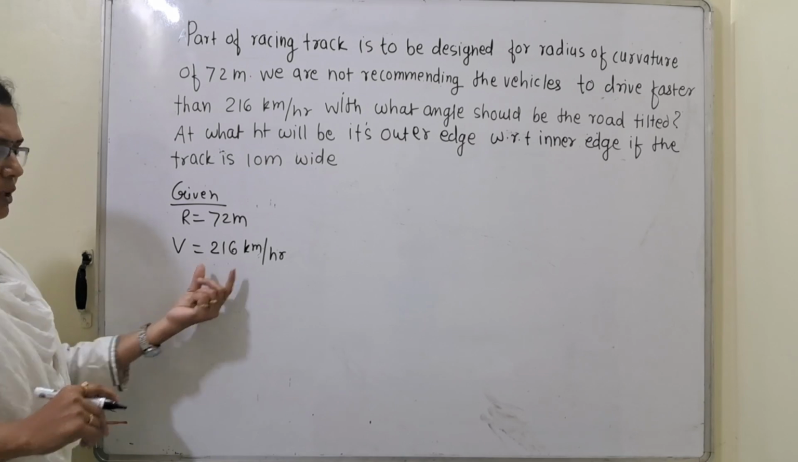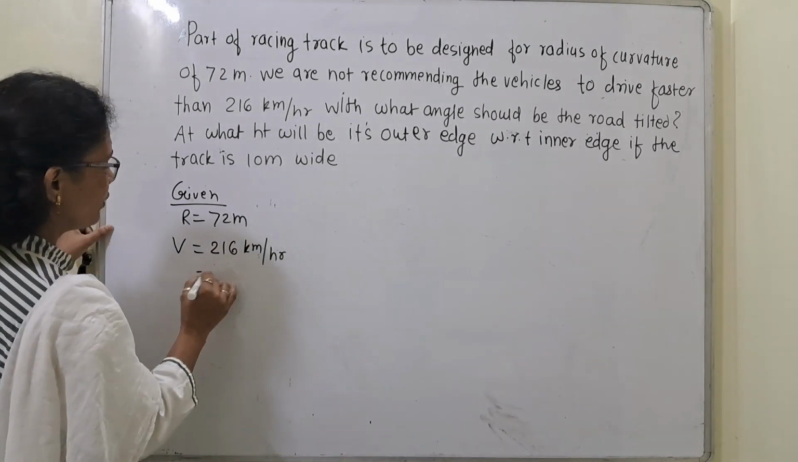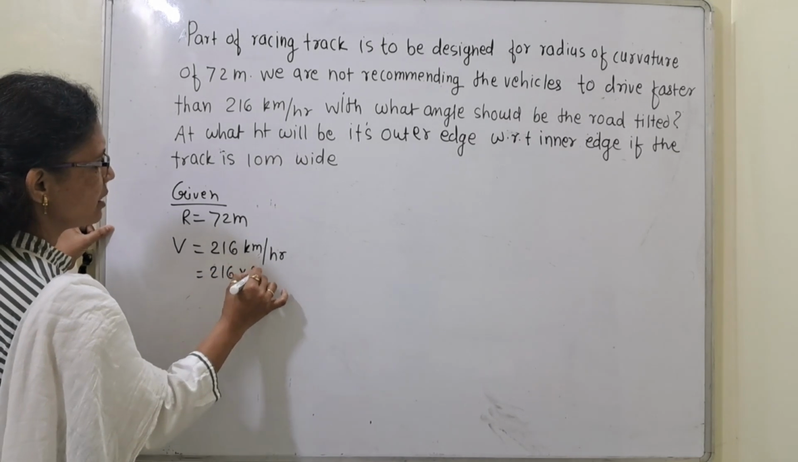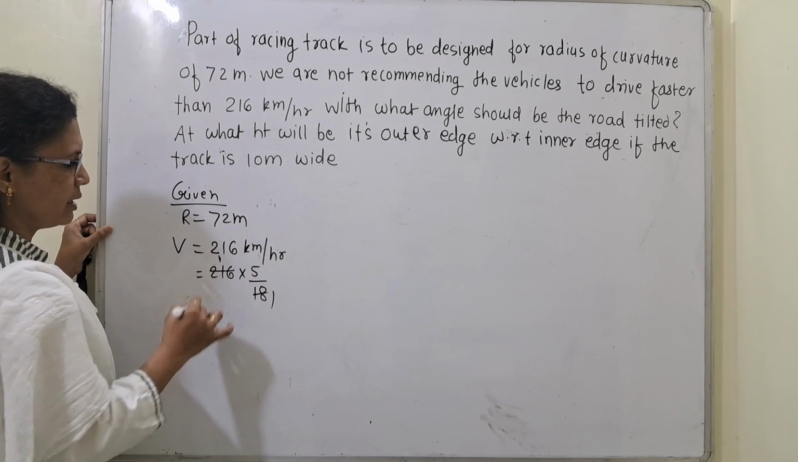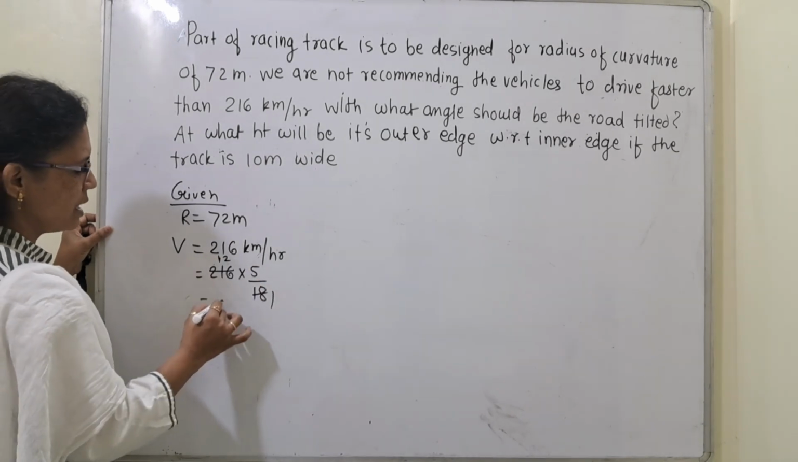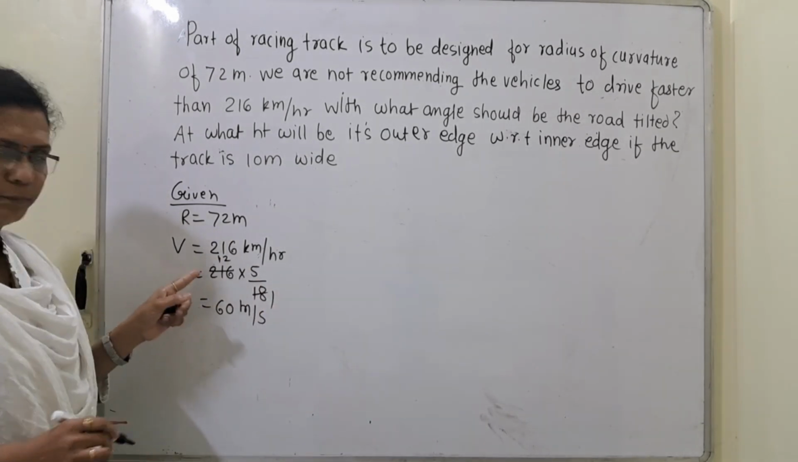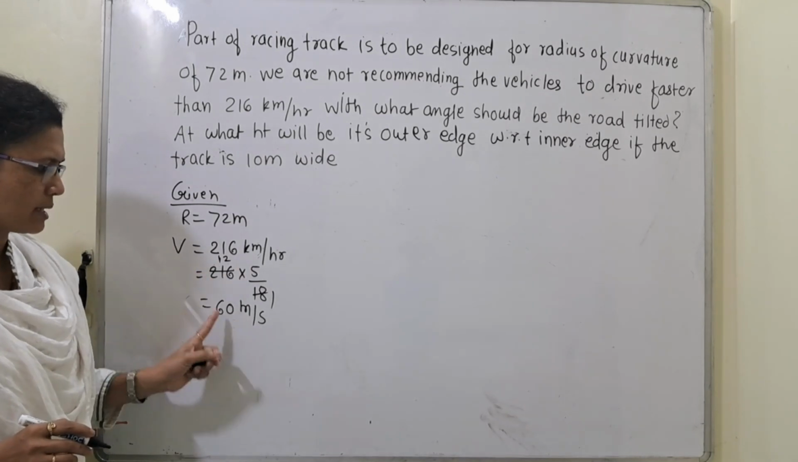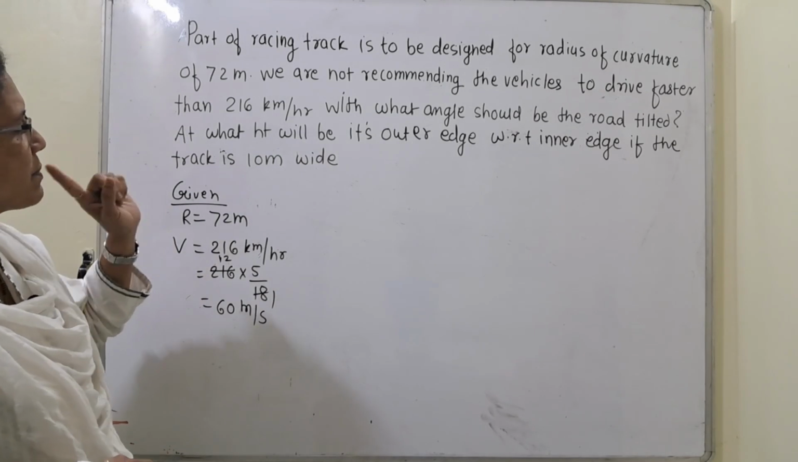Again, we have to convert this into meter per second. So, what will be that value? 216 into 5 upon 18. 18 ones are 18, 18 threes are 54, 18 twos are 36, and 12 fives are 60, that is 60 meter per second. This is the maximum set speed.